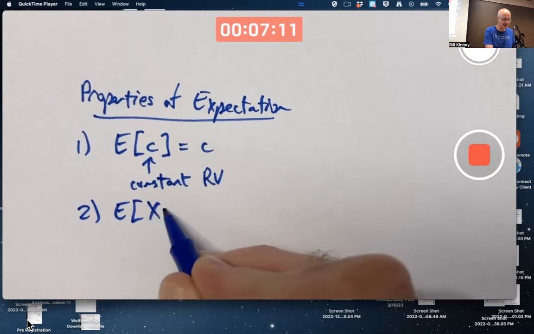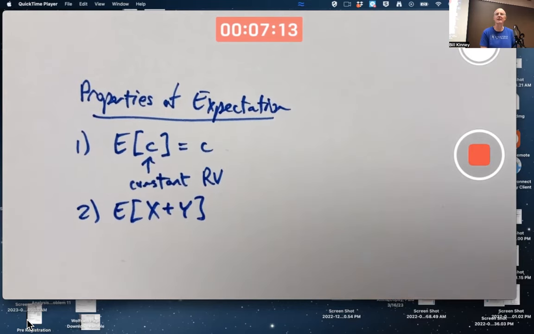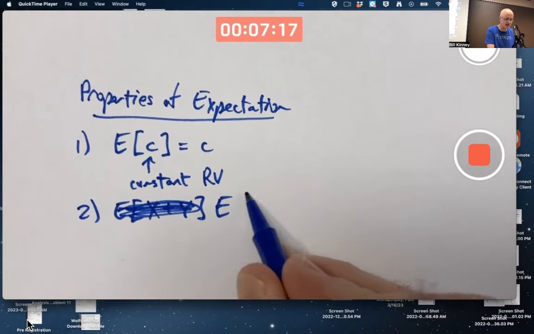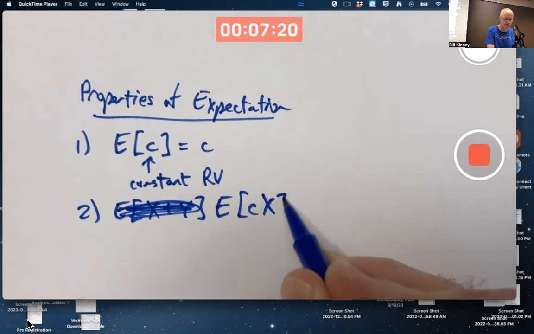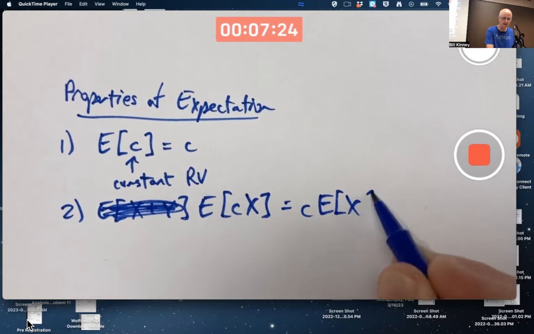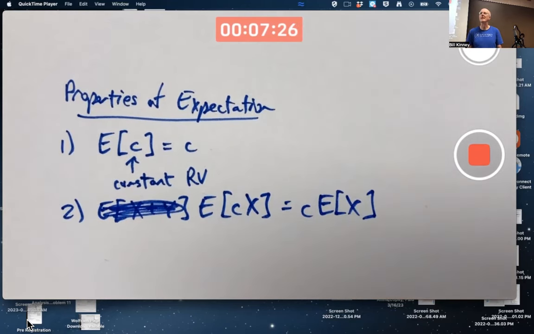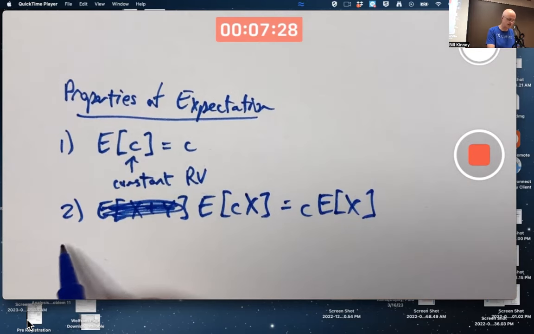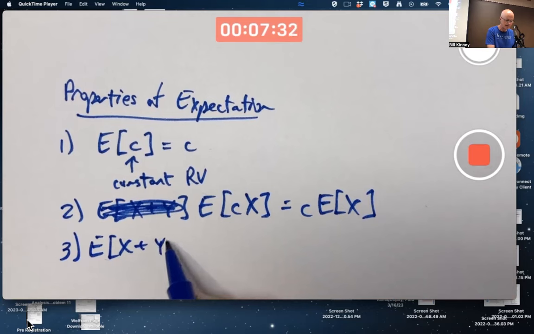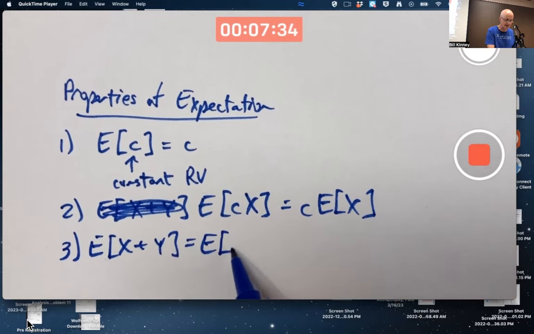The expected value of a sum of two random variables. Oh, I got the order wrong again. The expected value of a constant, C, times a random variable. That constant can be factored out. And yes, 3, the expected value of a sum is the sum of the expected values.